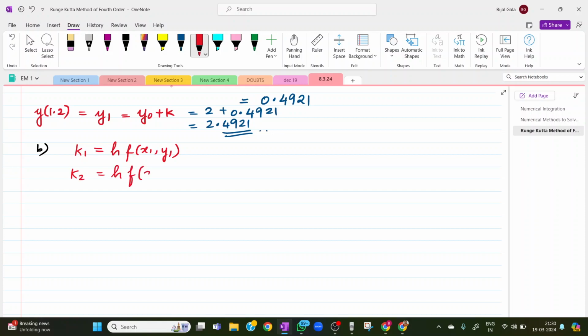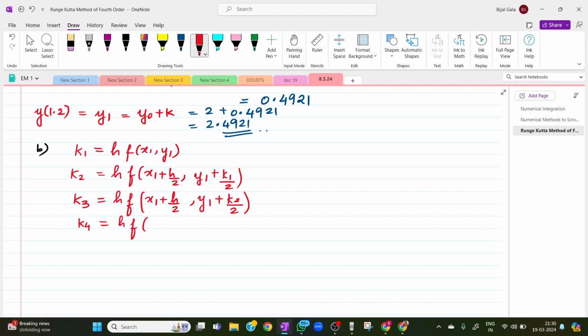K2 would be h times f of x1 plus h over 2 and y1 plus k1 over 2. In the K3 formula, h times f of x1 plus h over 2 and y1 plus k2 over 2, and in the k4 formula you will have x1 plus h and y1 plus k3. Come on, substitute the values. 0.2 is your h. x1 is 1.2 and y1 is 2.4921. Use your formula of f of x comma y, which is x multiplied by y.